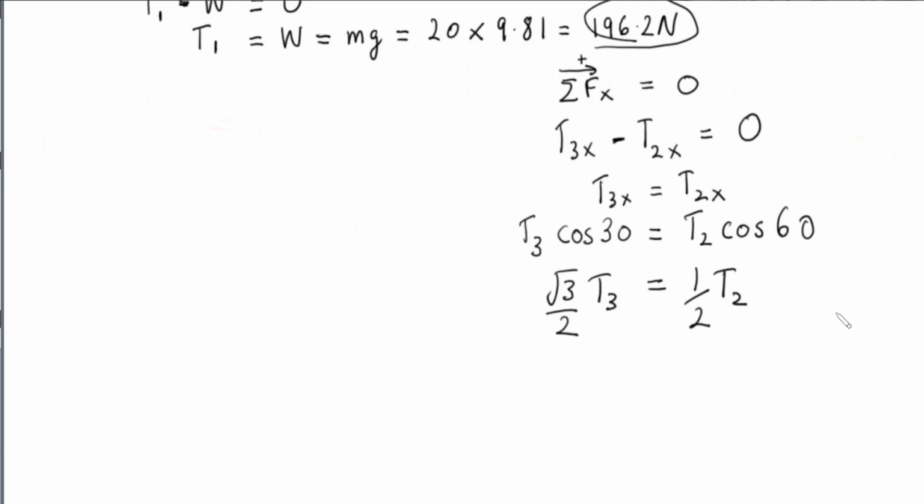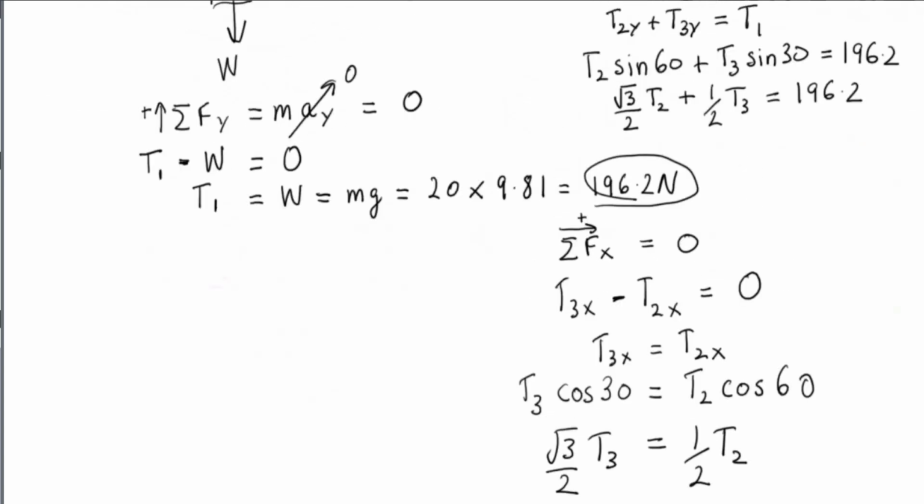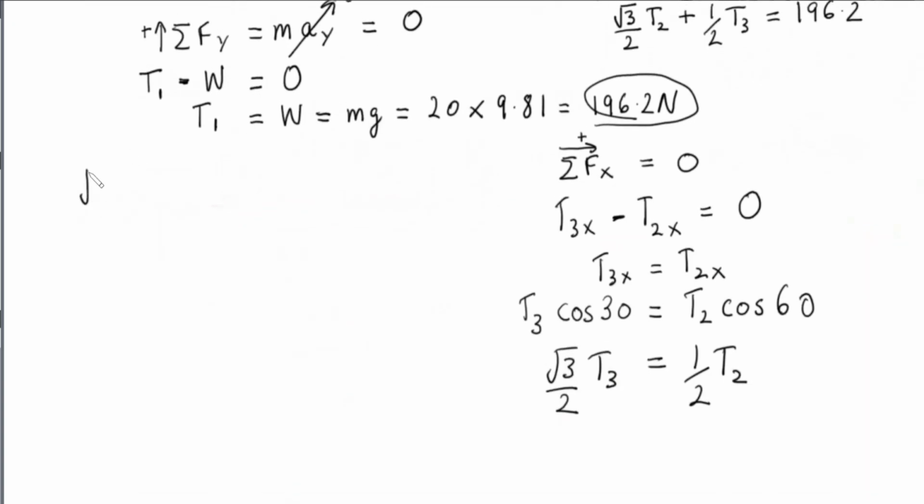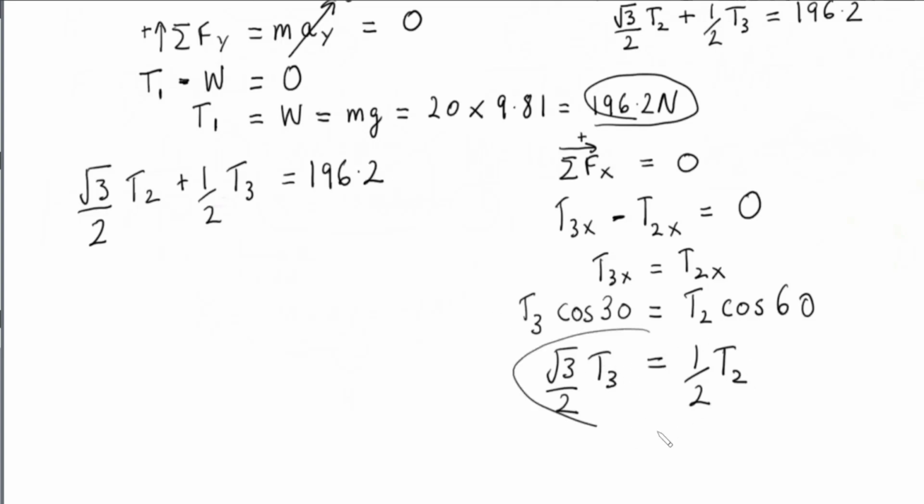And I can go ahead and sub that back into the first equation that we derived up here. So we can rewrite that equation. I'll do it over here. So root 3 on 2 T2 plus half T3 is equal to 196.2. And we can establish a relationship between these two. Take 2 to the other side, so we can say root 3 T3 is equal to T2. So I'll sub that back into the equation that we got earlier, this one here.